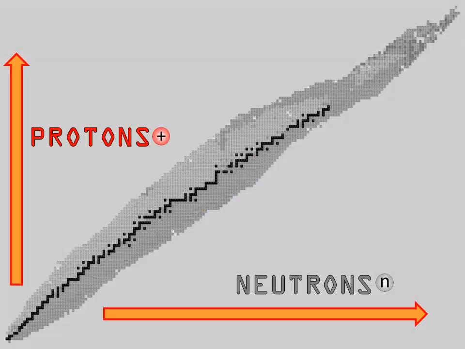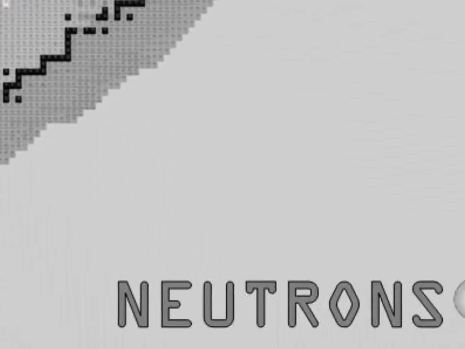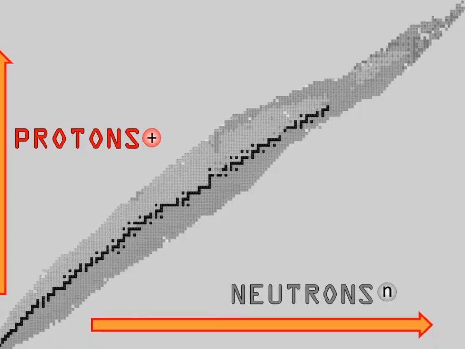A chart of nuclides is one way of comparing the number of protons versus the number of neutrons in various isotopes. There are many things that can be learnt from one of these charts. First, notice the black squares present in the center throughout the chart. These are isotopes which are most stable and exist in nature.